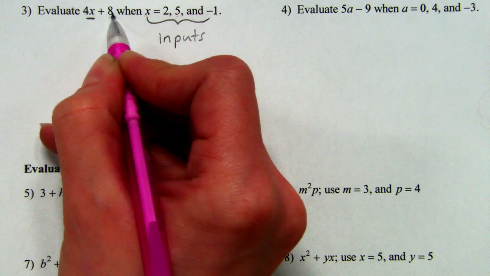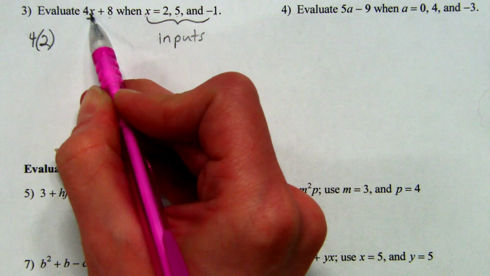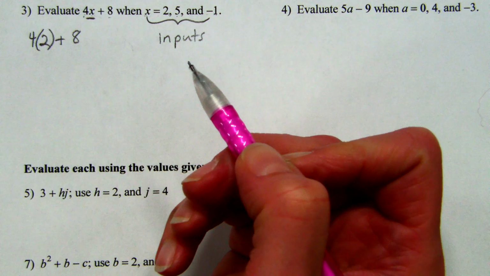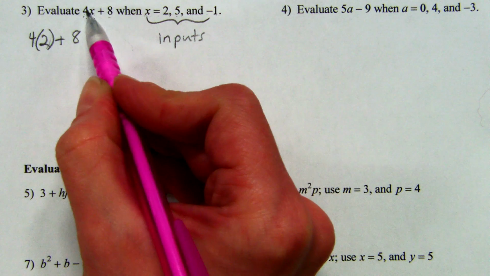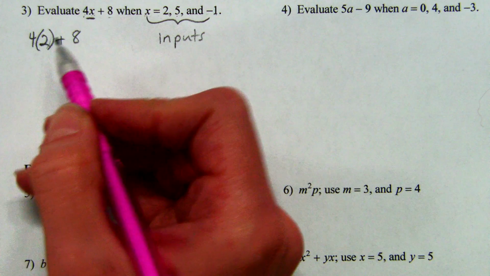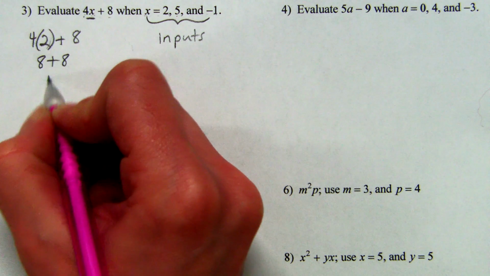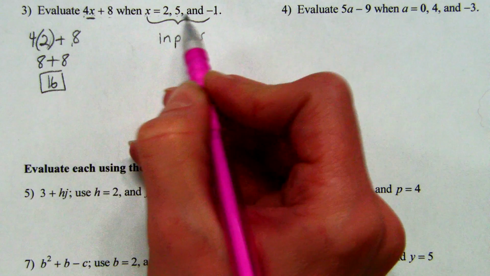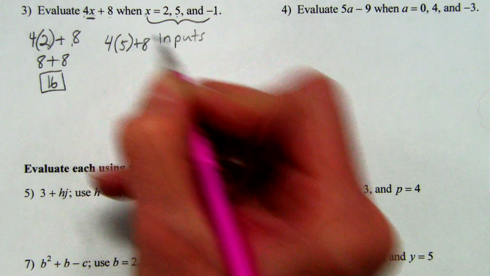So you take 4x plus 8, we're going to take the x out, and we're going to put in 2. So when the x is right next to the number like that, these are going to get multiplied. And that's why I like to use parentheses just to separate it. Otherwise it looks like 42, which is not what we're looking for. All right, so we do the multiplication first. 4 times 2 is 8, and then 8 plus 8 is 16. So that's my first answer. Then I'm going to put in 5. So I'm going to go in a nice orderly fashion from left to right.